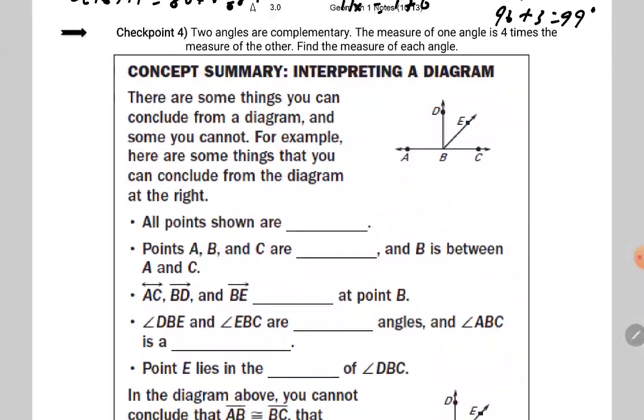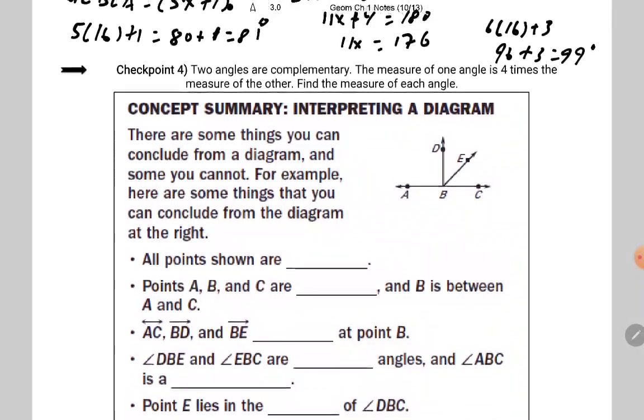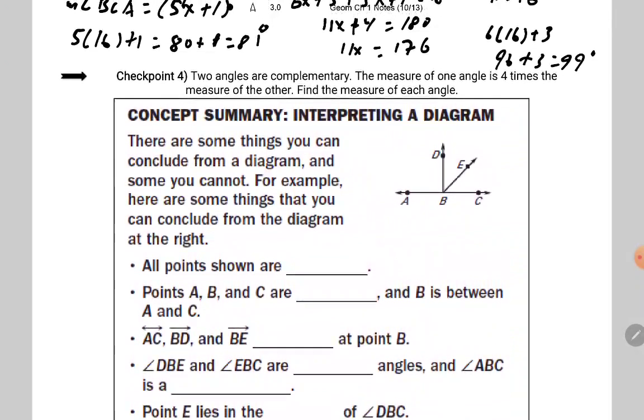All right. Checkpoint 4. It's weird. Two angles are complementary. The measure of one angle is 4 times the measure of the other. So complementary means 90 degrees. We have x and 4x. So 90 right here. 5x equals 90. Divide by 5 and get x equals 18. So we have 18 degrees and 4 times 18, which is 72.